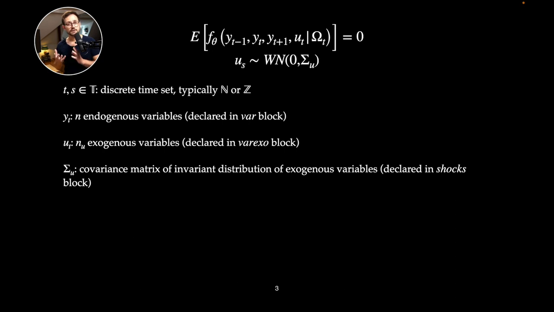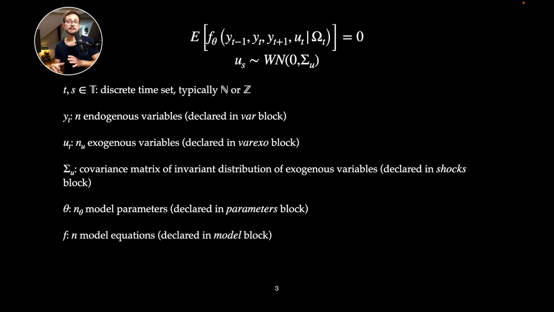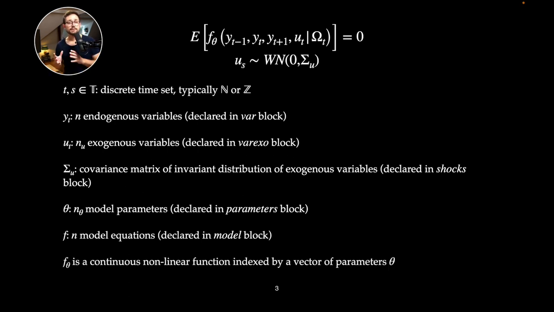And then we have that those exogenous variables in a stochastic context are at least white noise distributed. Actually, in Dynare, they're normally distributed with a zero mean and a contemporaneous covariance matrix of sigma u. This is what you declare in the shocks block. And then there are parameters, theta, the number is n theta, and those are the parameters of your model. Those are the parameters that you declare in the parameters block. And finally, your model equations, and here I'm denoting those with F. You have n variables, so you also need n model equations declared in the model block. To sum up, your model is parameterized with the parameters theta. F is a continuous nonlinear function, and this constitutes a DSGE model.